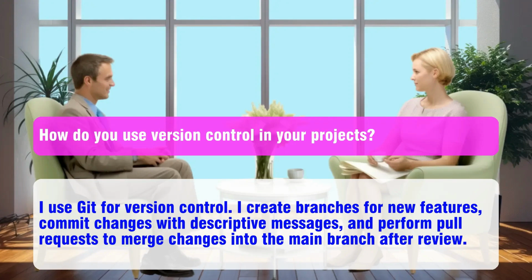How do you use version control in your projects? I use Git for version control. I create branches for new features, commit changes with descriptive messages, and perform pull requests to merge changes into the main branch after review.